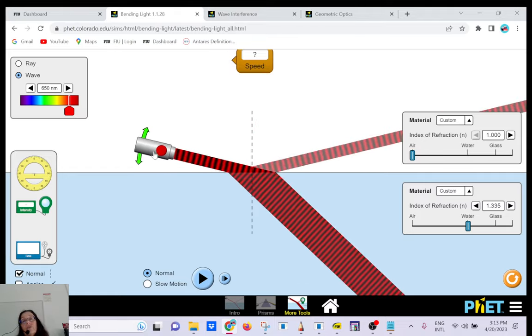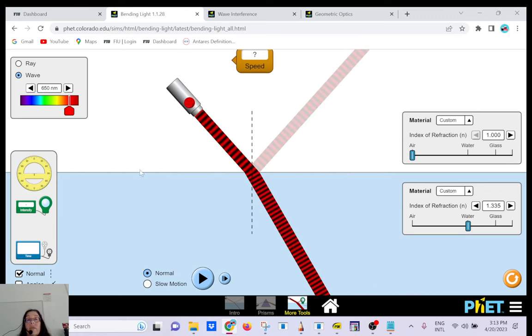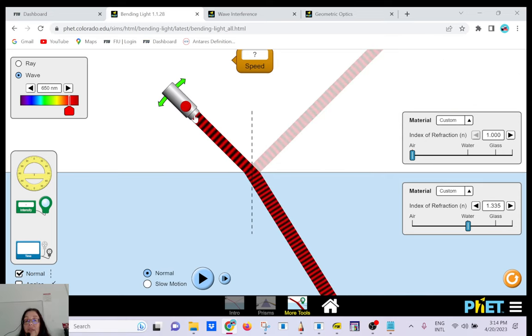But you see here, light cannot be trapped when you go from fast to slow. It can be trapped only if you go from slow to fast.